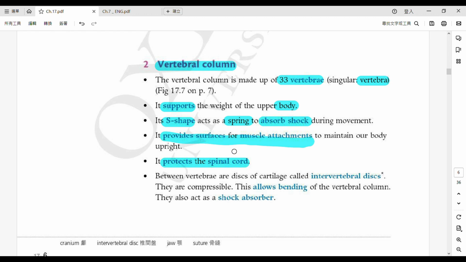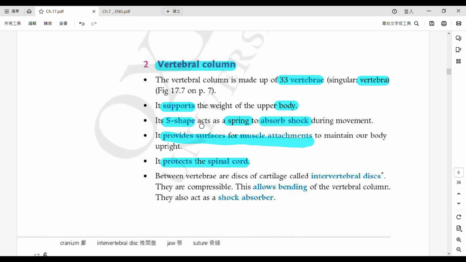It protects the spinal cord. So here you can flip back to chapter 16 and you will remember that inside the vertebral column you will find a tube, and that tube is called the spinal cord. Okay, that's all about the functions of this vertebral column.